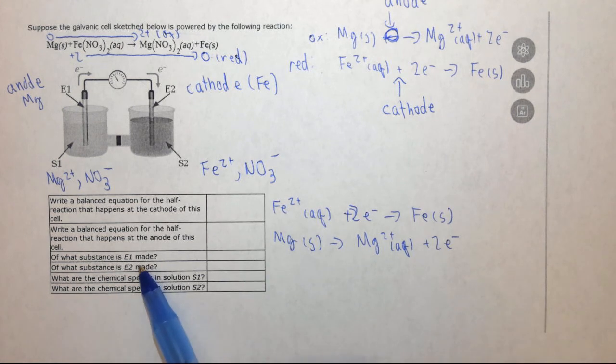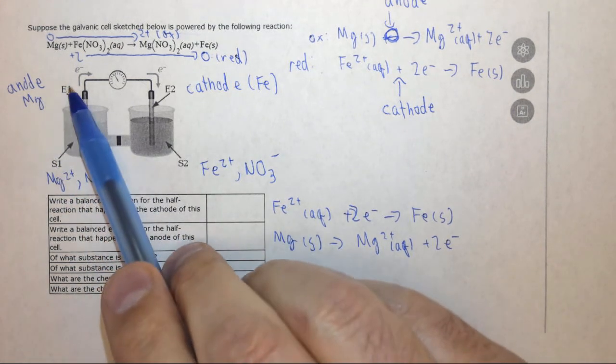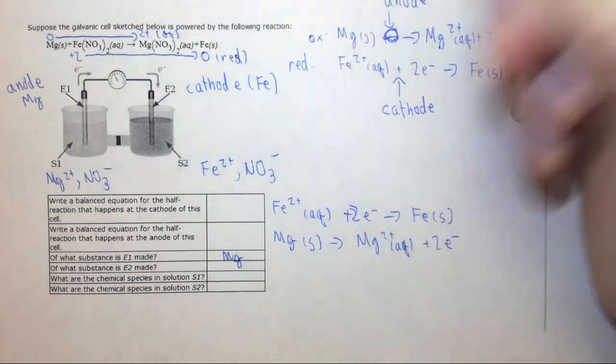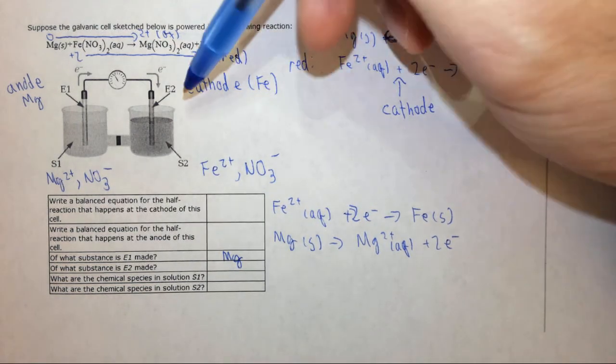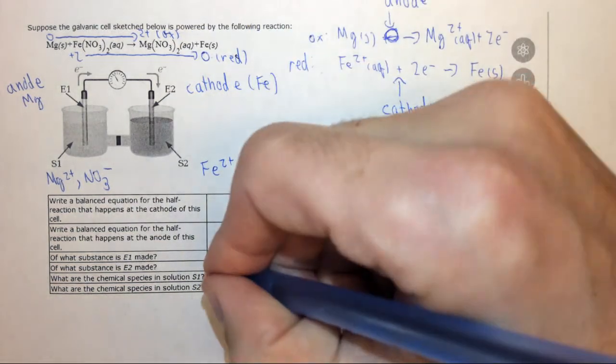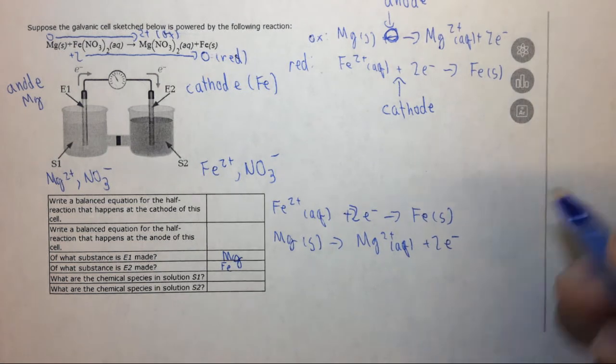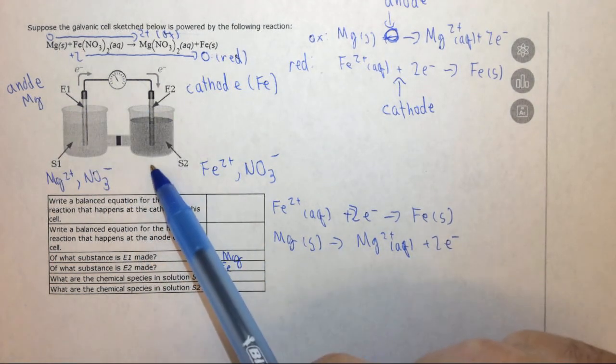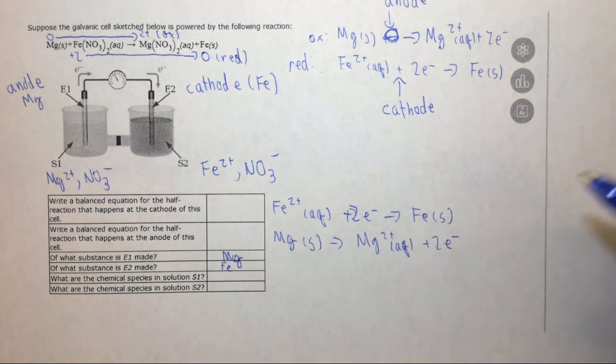What is the substance E1 made out of? Well, E1 is the anode, which is made out of magnesium, which is being oxidized. And E2 is the cathode, and it is made out of iron, which is forming as the electrons flow from the iron 2 plus that's in solution.